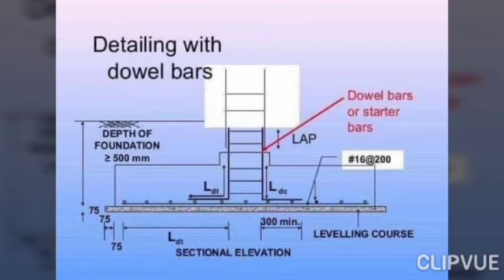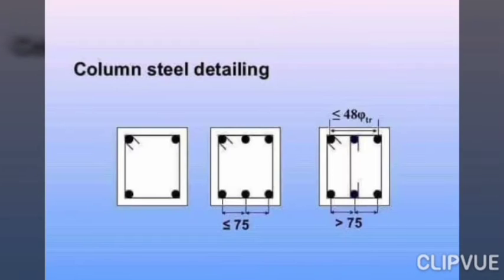The detailing is done with the dowel bars, where we can see the depth of foundation, the lap length, the dowel bars or the starter bars. So these are also called as the starter bars. So total, the sectional view is mentioned and the leveling codes is also being mentioned. The column steel detailing is mentioned here.